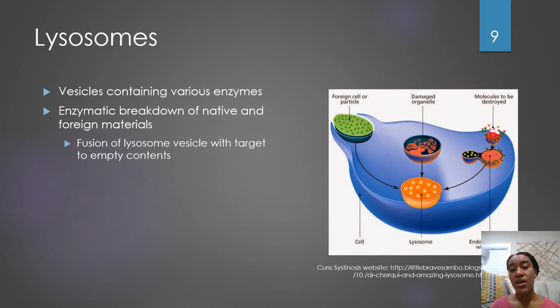So this could be, as in the image here, foreign materials from the external environment. They can be internal materials, such as things that have been brought in vesicles, things that are like damaged organelles, or anything else that's within the cell that needs to be destroyed. The lysosome fuses with a vesicle containing the target to be destroyed, and the vesicle will empty its enzymatic contents, and those enzymes will then chew up whatever is the target.